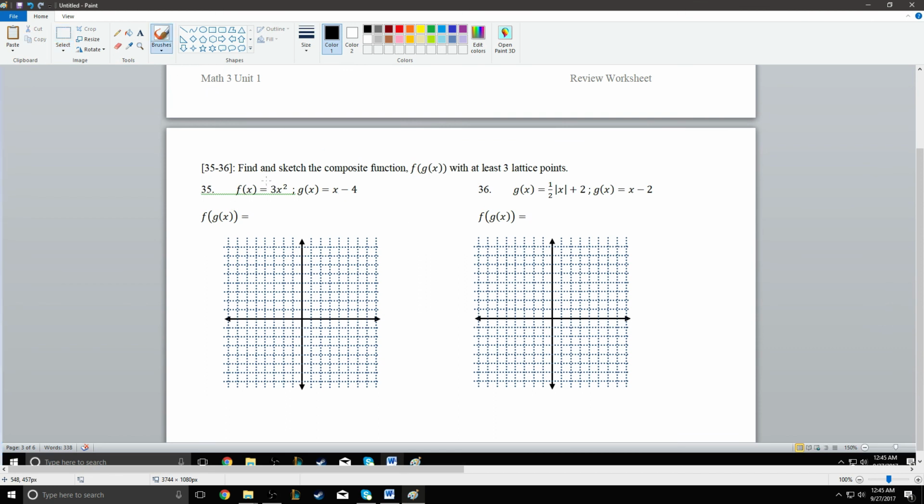Okay. So, f of x is this function right here. So, f is first, so I write f. 3, but instead of writing x, I'm going to stop and I'm going to replace x with g of x in its place. So instead of x squared, I write x minus 4 squared.